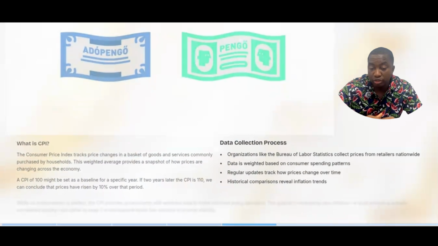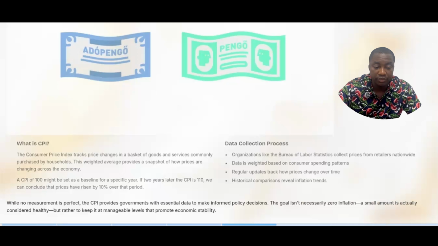There's also a data collection process. Organizations such as the Bureau of Labor Statistics collect prices from retailers worldwide. Data is weighted based on consumer spending patterns. There are regular updates that track how prices change over time, and also historical comparisons in order to reveal the inflation trend. So, while no measurement is perfect, the CPI provides government with essential data to make informed policy decisions.